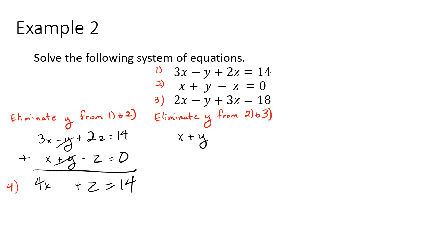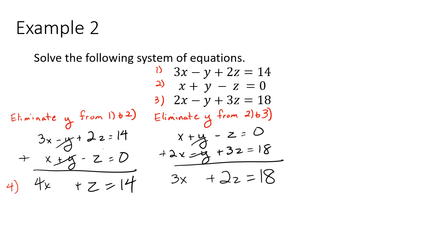So the middle equation, x plus y minus z is equal to 0, and 2x minus y plus 3z is equal to 18. And so if I add these two together, 3x, y's cancel, plus 2z is equal to 18. And this is now going to be equation 5. And so what we have now with equations 4 and 5 is a new system of two equations with two unknowns. 4x plus z is equal to 14, and 3x plus 2z is equal to 18.